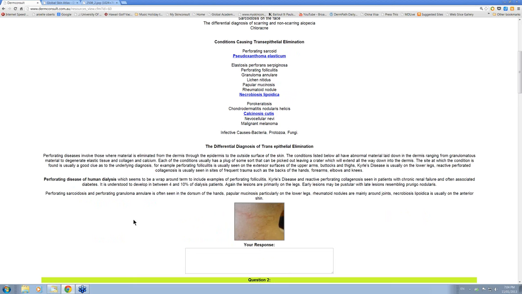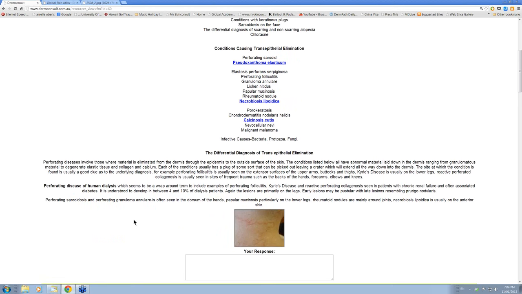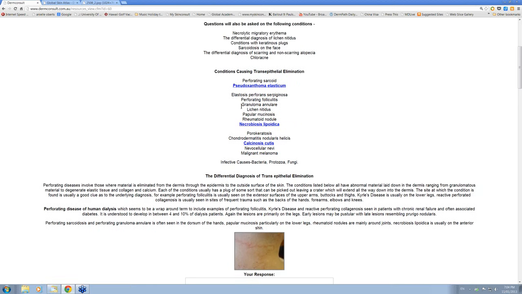Now, other conditions will give significant transepidermal elimination as well. And note, I've listed all of these conditions up here. I've mentioned sarcoidosis, with the granuloma that's thrown out, and pseudoxanthoma elasticum, PXE. This is a disorder of elastic tissue, where the elastic tissue is thickened and fragmented, and the body tries to throw it out. The skin usually has a sort of chicken breast appearance to it.